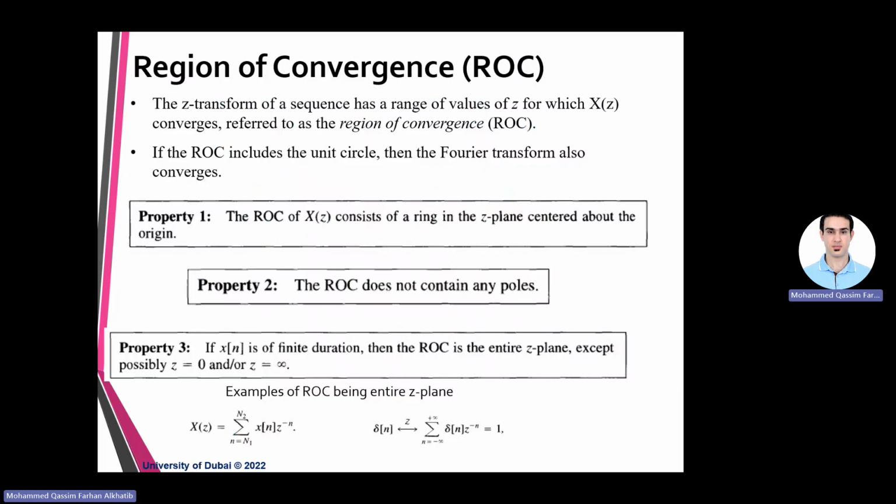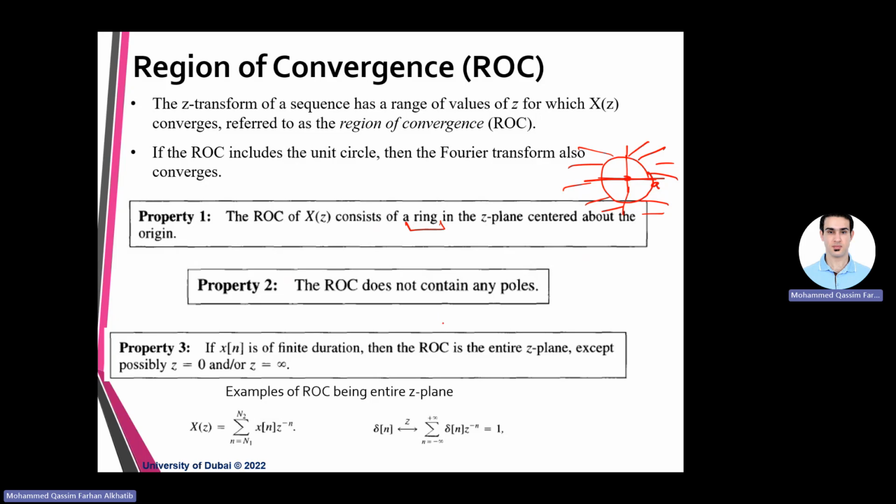All right, so let's go back to the region of convergence concept. The z transform of a sequence has a range of values of z where X of z converges. If the region of convergence includes the unit circle, then the Fourier transform also converges. So that's just another condition to relate the Fourier transform to the z transform. Okay, so the region of convergence is just a ring in the z plane centered about the origin. And that's what we just did before. So that was the region of convergence. It's just a ring centered at the origin.